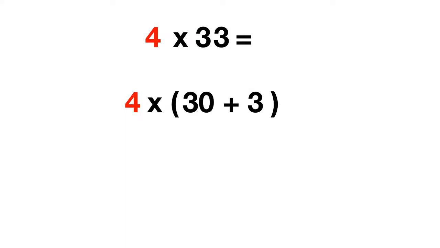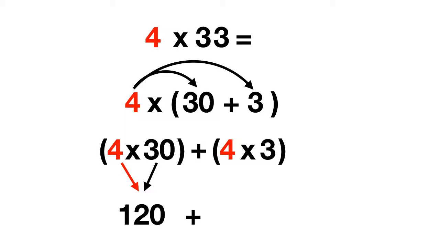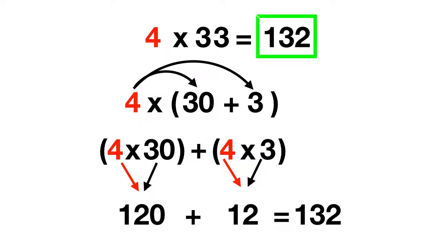Now, how could we write this using the distributive property? Well, we'll start by taking 4 and multiplying it by the 30. Then we'll take the 4 and multiply it by the 3. Now we can solve each of these pieces on our own. We'll start with 4 times 30. What does that equal? 4 times 30 gives you 120. Then we can add in 4 times 3. What does that equal? 4 times 3 gives you 12. When you add 120 plus 12, what do you get? You get 132. So 4 times 33 equals 132.